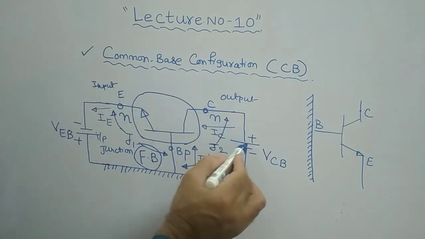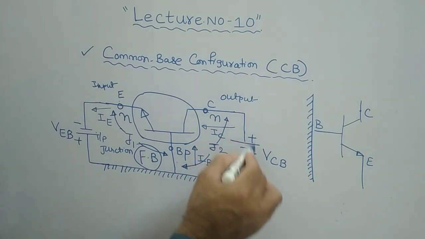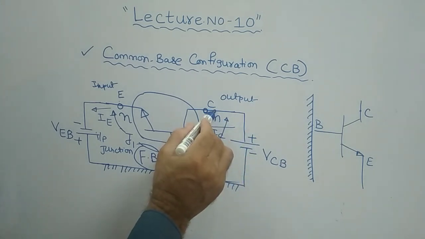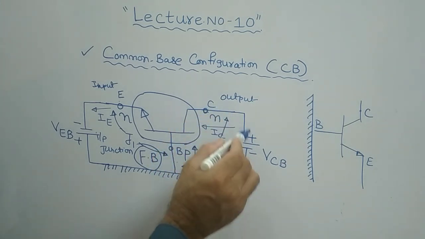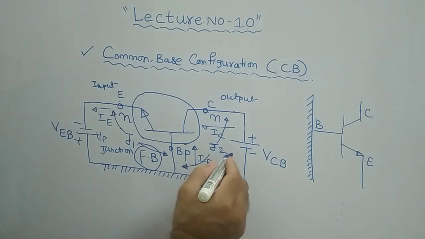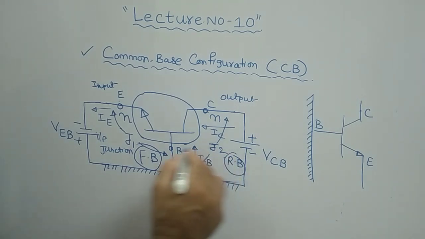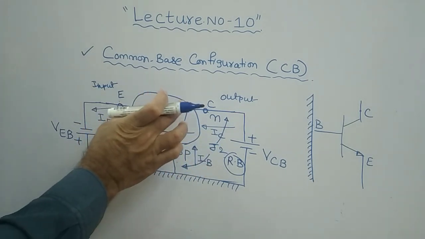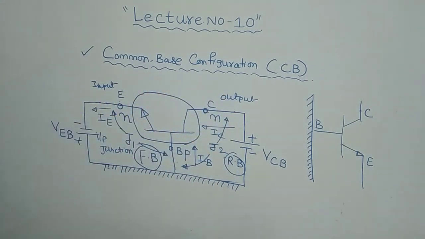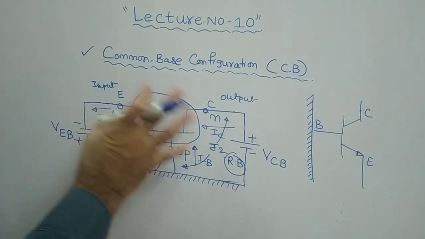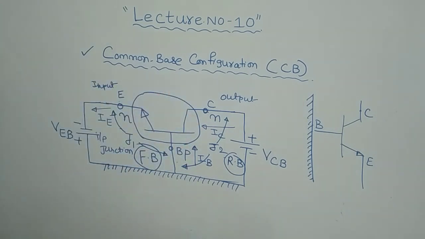Therefore if you give the external battery connection like this, then it is negative to the n-type material, and negative to the positive, therefore it is reverse biased. So now you can say it is reverse biased. Now if you connect the transistor like this, then this is called a common base configuration. This is a common base configuration circuit.